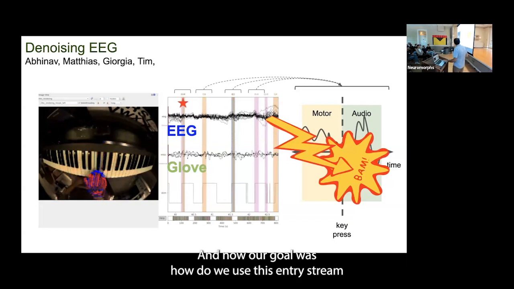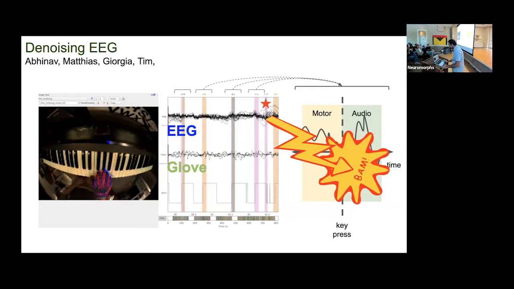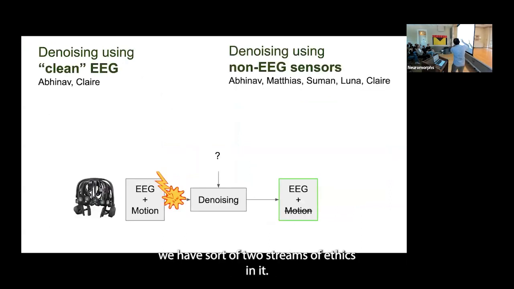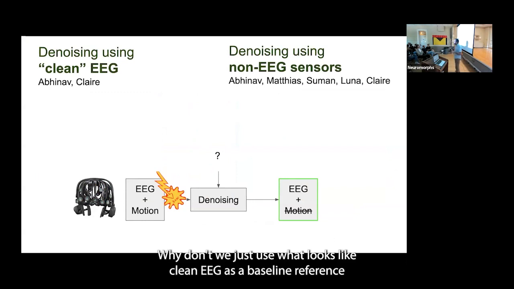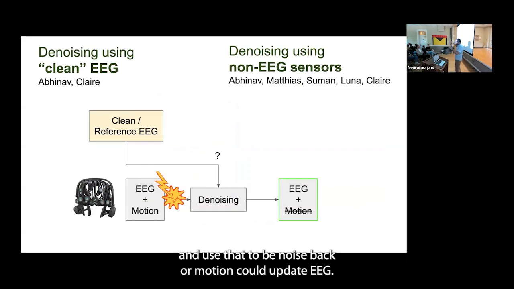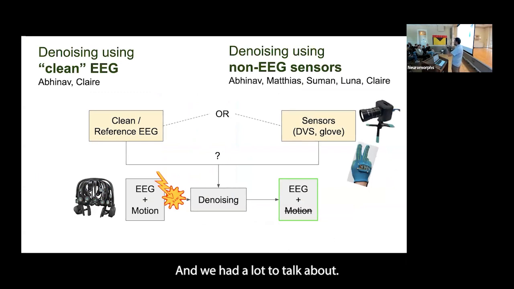Our goal was, how do we use this sensory stream or some other heuristic method to denoise the EEG to be able to recover something that looks like real brain data? So we have two streams of effort here. One is, if you want to denoise EEG, why don't we just use what looks like clean EEG as a baseline reference to denoise bad or motion-corrupted EEG? The other option was the sensors I was showing you, like the glove stream and the camera stream, and we have more people to talk about these later on.